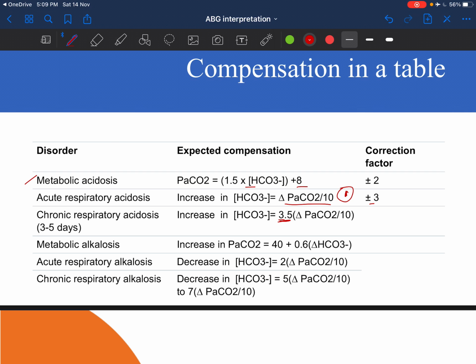Metabolic alkalosis, 40 plus 0.6 into delta bicarbonate. Acute respiratory alkalosis, 2 into delta PaCO2 by 10, because it is the increase or decrease in bicarbonate for every 10 change in your carbon dioxide concentration.